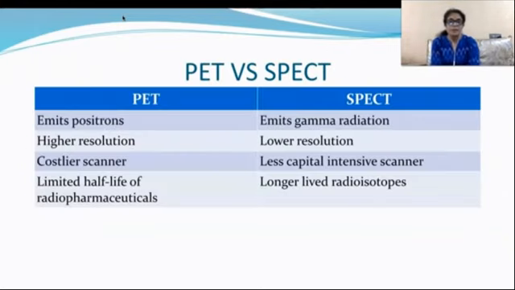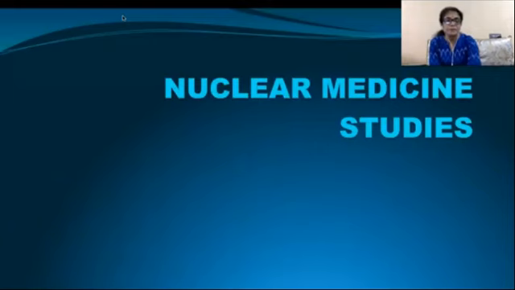PET versus SPECT. What is the difference between these two? PET emits positrons. SPECT emits gamma radiation. PET has a higher resolution. SPECT has a lower resolution. PET is a little costlier and SPECT is a little less capital intensive scanner. PET radionuclides have a limited half-life, and SPECT has longer-lived radioisotopes.